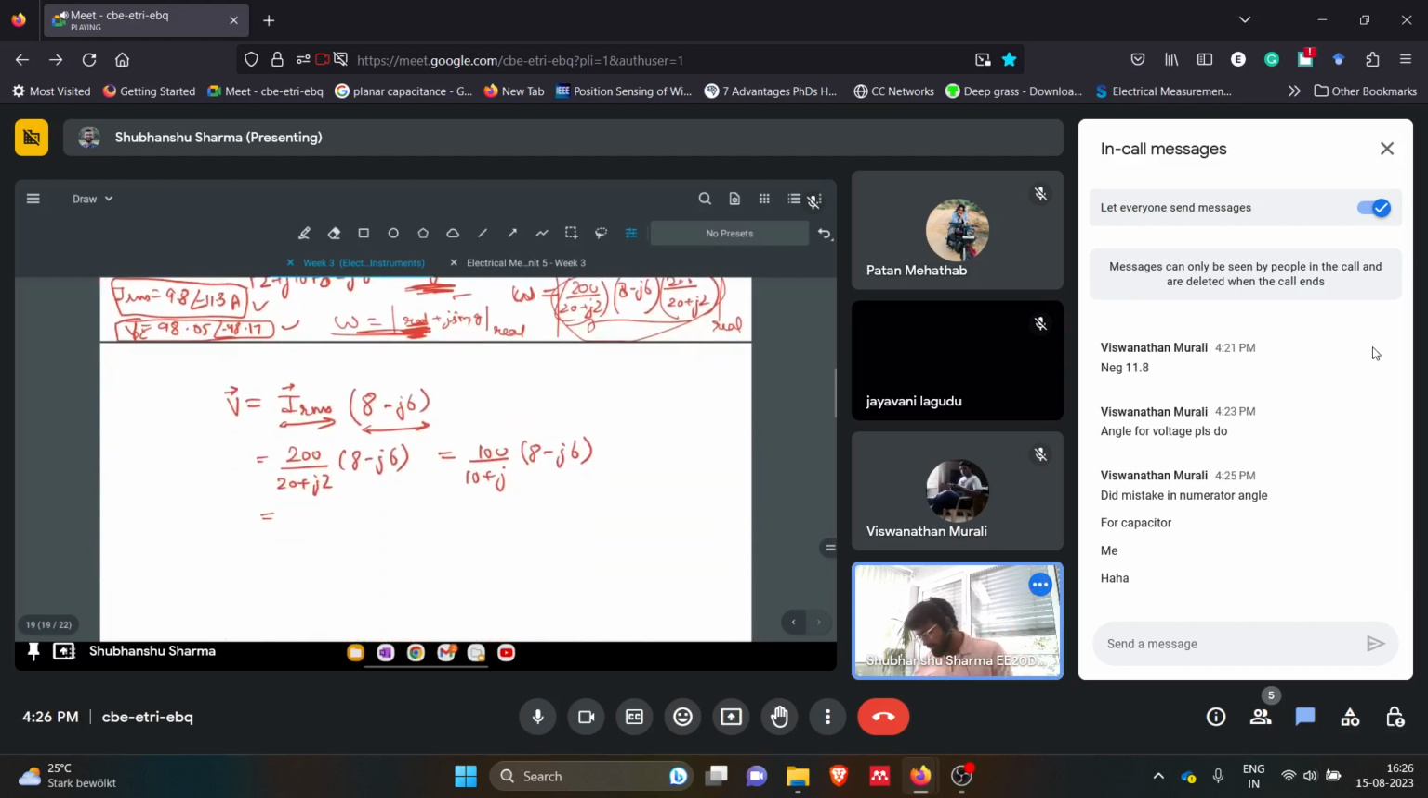No issues. So we have 73.26 minus 67.32j. If we have to convert this into polar form, use shift, complex, polar. So this will be 99.5 angle minus 42.58 degrees. You can calculate this easily with polar coordinate conversion.